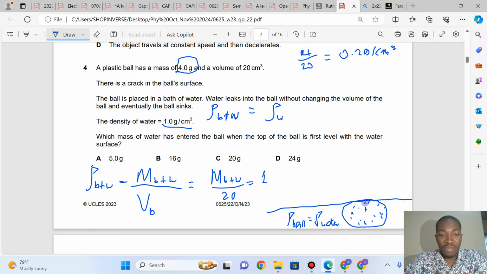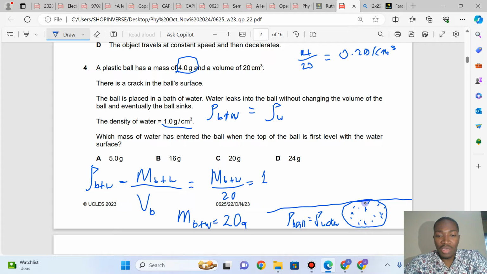So from here, if we cross multiply, you get the mass of the ball when filled with water should be equal to 20 multiplied by 1, which is 20 gram. So the mass of the ball that is filled with water is 20 gram. But we have the mass of the ball only as 4 gram. So what will be the mass of the water that we poured inside, that entered into this ball?